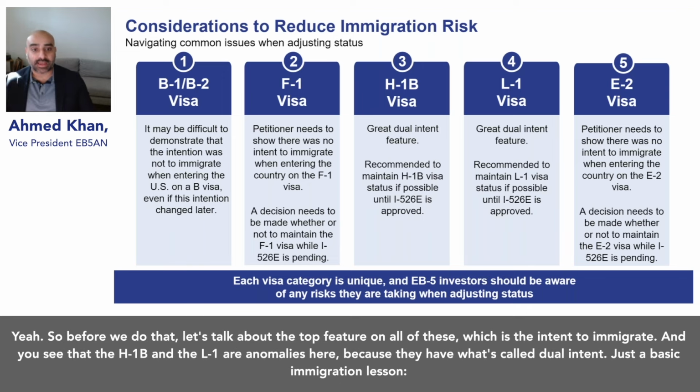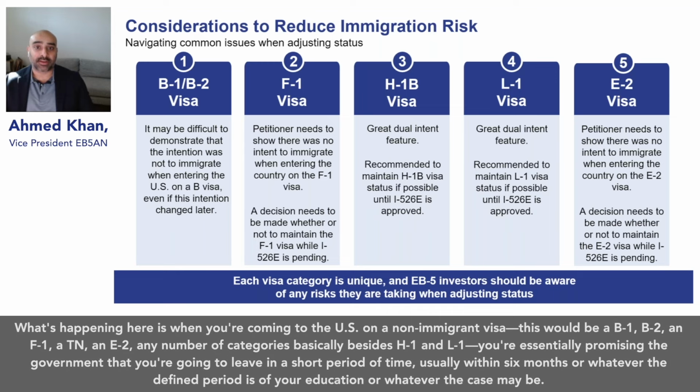Yeah, so before we do that, let's talk about the top feature on all of these, which is the intent to immigrate. And you see that the H1B and the L1 are anomalies here because they have what's called dual intent. And just a basic immigration lesson, what's happening here is when you're coming to the US on a non-immigrant visa, this would be a B1, B2, an F1, a TN, an E2, any number of categories, basically besides H1 and L1, you're essentially promising the government that you're going to leave in a short period of time, usually within 6 months or whatever the defined period is of your education or whatever the case may be.